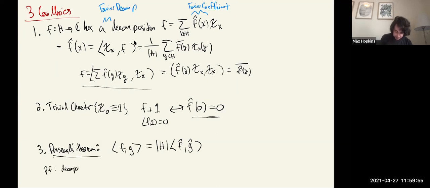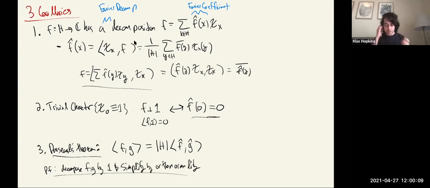I won't go through the calculation, but the proof is just to decompose f and g by the basis and simplify by orthonormality. So I'll leave this as an exercise, but if you assume the main theorem and this is an orthonormal basis, it's pretty much immediate from definitions that this is true. This is how we'll move between our two languages.